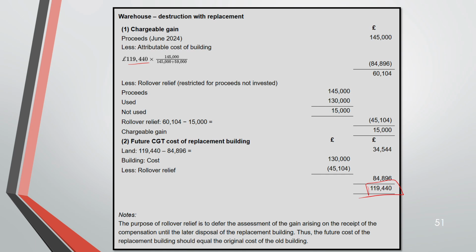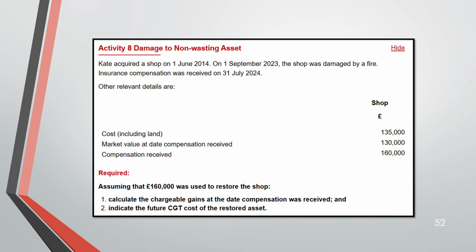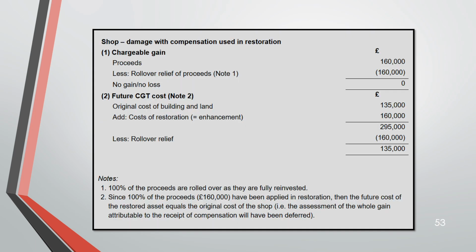This is the beauty of rollover relief. Here, since it's partial, you did not replace the entire insurance proceeds, so partially you will be taxable and partially there is rollover relief. But in activity 8, 160 was the compensation received and you have replaced 160, so nothing is taxable now, everything is rollover relief. And here also this 135 is the same as the original cost of the building.